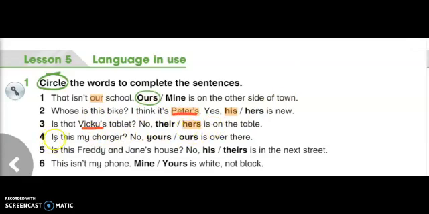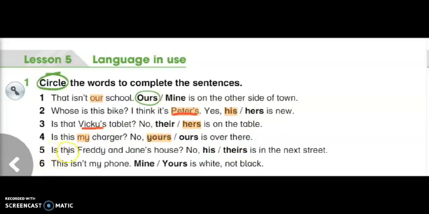Number 4. Is this my charger? Here we have my. No, yours or ours is over there. Here we have my, so the suitable one is yours.